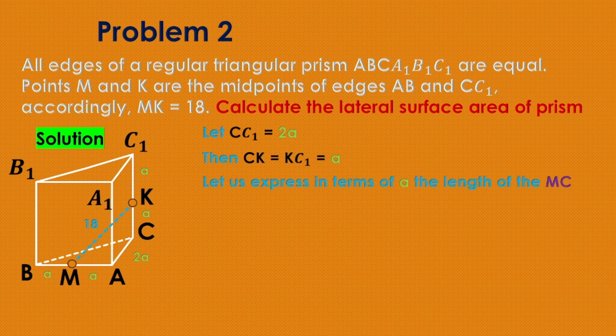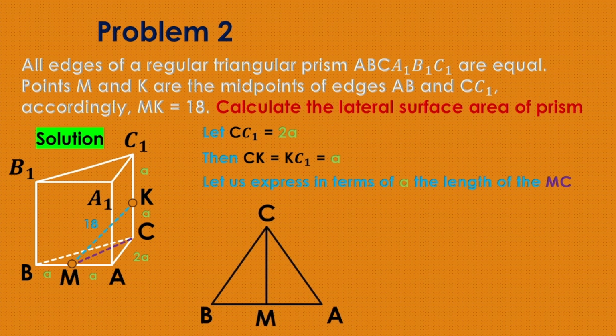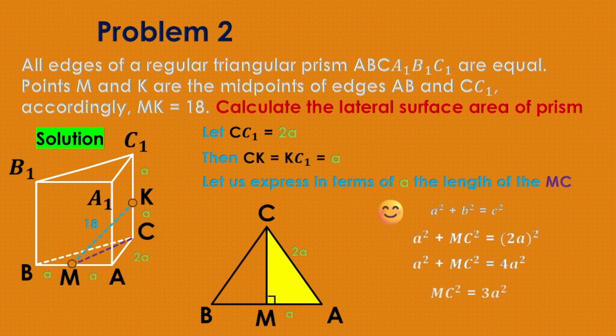Here, MC is highlighted in purple, and I draw the base of the prism ABC separately. Here I highlight this right triangle in yellow, AMC. Why is it a right triangle? Because CM is the median of the triangle ABC, and in an equilateral triangle the median is both a bisector and an altitude. So we recall the Pythagorean theorem in order to find MC. We substitute instead of B, MC, and instead of C, 2A. After substitution and calculations, MC will be equal to A root 3.